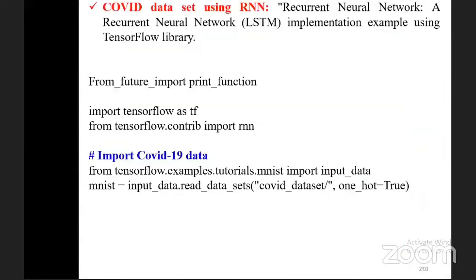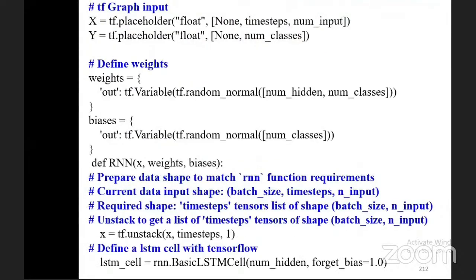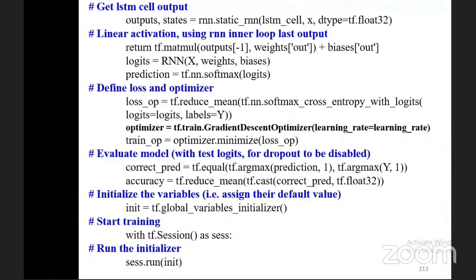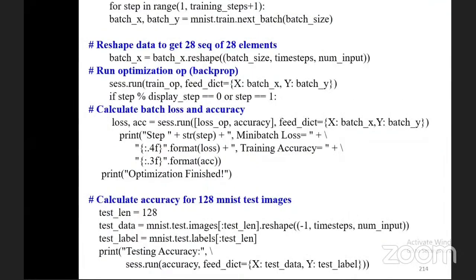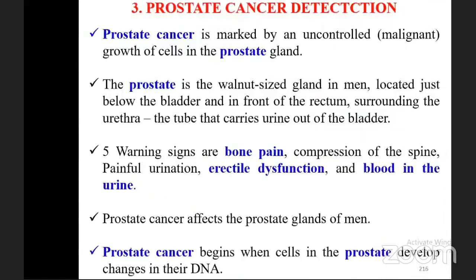This is a training. This is the code, RNN. I have used RNN, especially training parameters, network parameters, graph input, define weights. These are the functions I have applied in this. Finally, I got the X-ray images, X-ray, COVID-19 strain, virus, and severity levels.